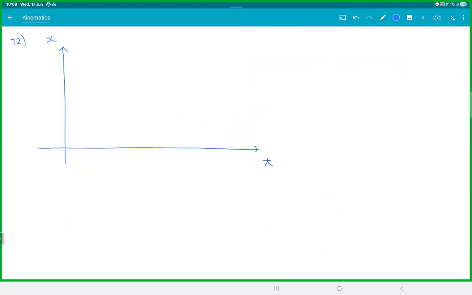We have an XT graph. Let's say this is 3x naught, and this is x naught. This is a horizontal line. The graph starts from here. It decreases, decreases, decreases, but it's getting closer and closer to the line, but it never touches the line.